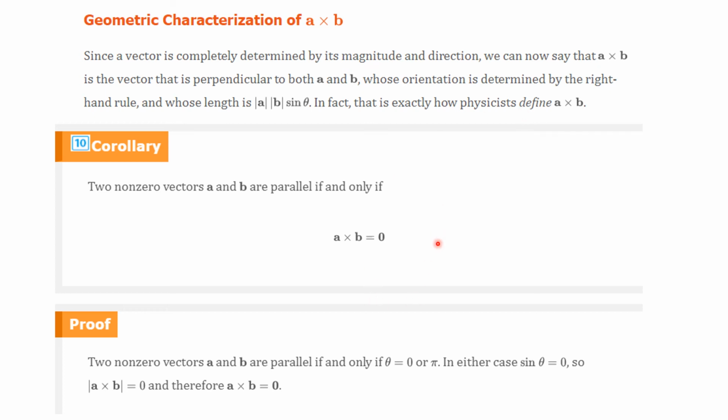So two non-zero vectors are parallel if and only if, in this corollary, A cross B is equal to 0. Well, it turns out that the only way that could be equal to 0 is if the sine of theta is equal to 0, and that's only true whenever theta is equal to 0 or theta is equal to pi. That means the vectors are parallel. And so that's how you make the if and only if proof.